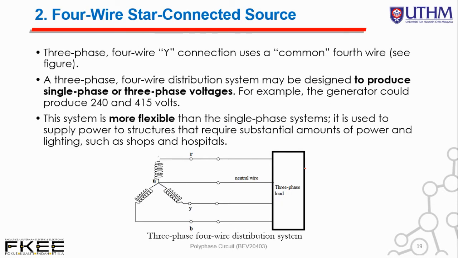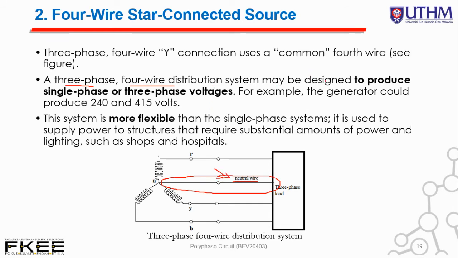So 3-phase 4-wire Y connection uses a common fourth wire, see figure. So the common fourth wire is actually referring to this line, the neutral wire. So again, in 3-phase 4-wire distribution, the 4th wire always refers to the neutral wire.